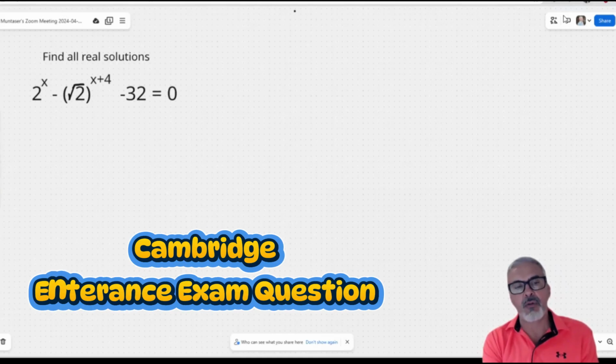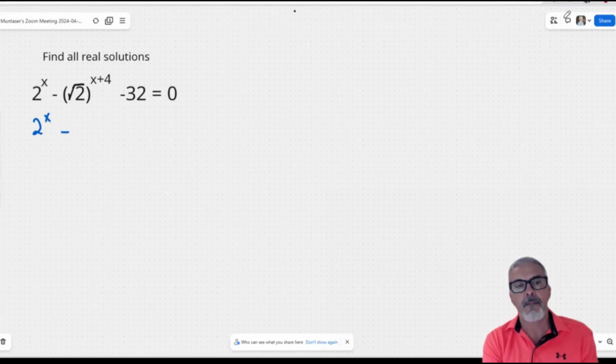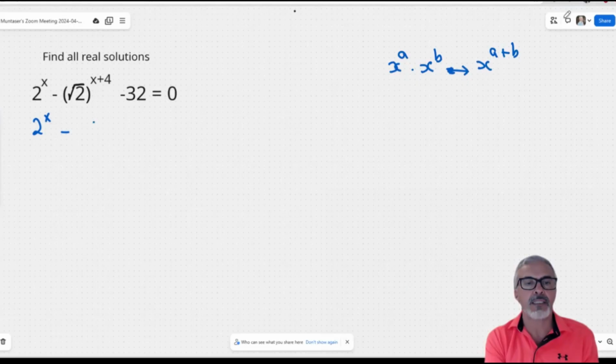So the first thing that we're going to do is to rewrite this as 2 to the power of x minus... And since we know if we multiply x to the power of a times x to the power of b, that gives me x to the power of a plus b, and this is the a plus b right here. Then if we work backwards, and this relationship is reversible, we could change it by rewriting this as root 2 to the power of x times root 2 to the power of 4, minus 32 equals 0.